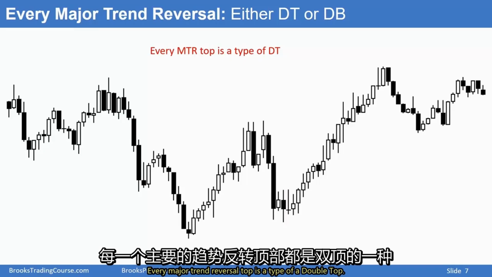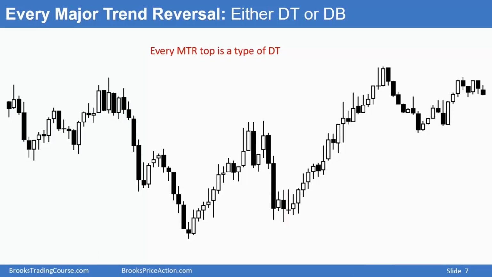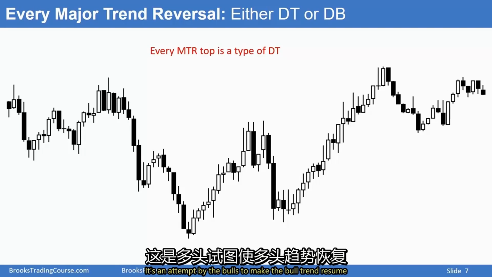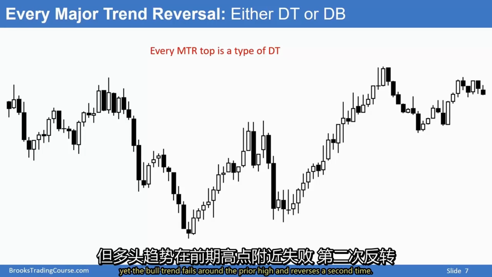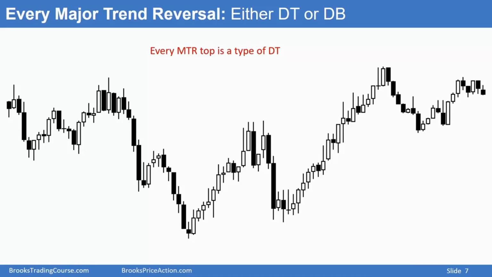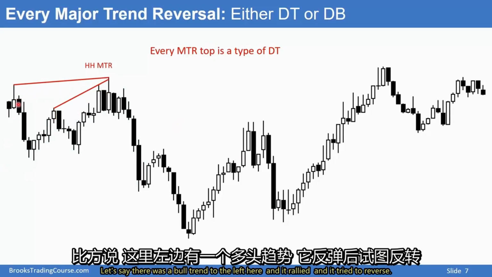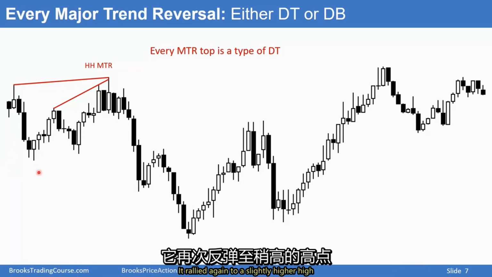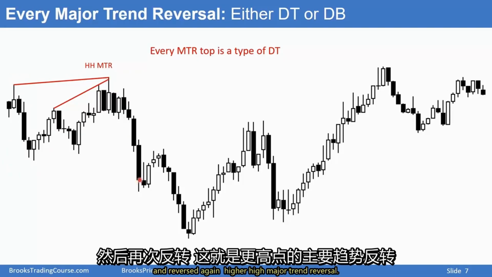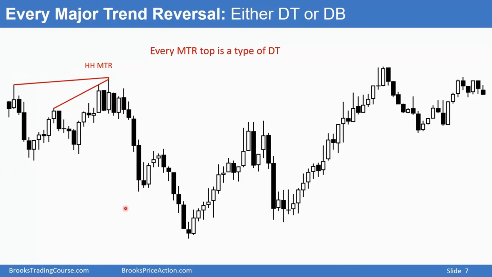Every major trend reversal top is a type of double top. It's an attempt by the bulls to make the bull trend resume, yet the bull trend fails around the prior high and reverses a second time. Let's say there was a bull trend to the left here, and it rallied, and it tried to reverse. It rallied again to a slightly higher high, and reversed again, higher high, major trend reversal.